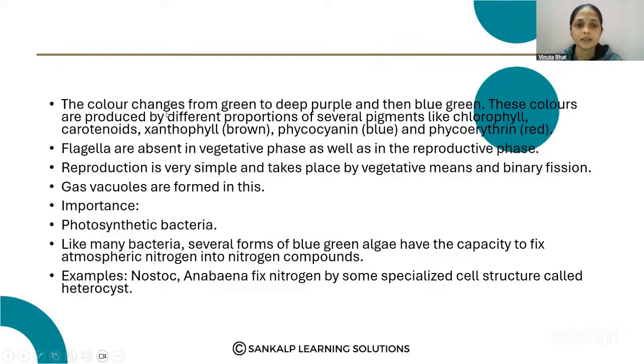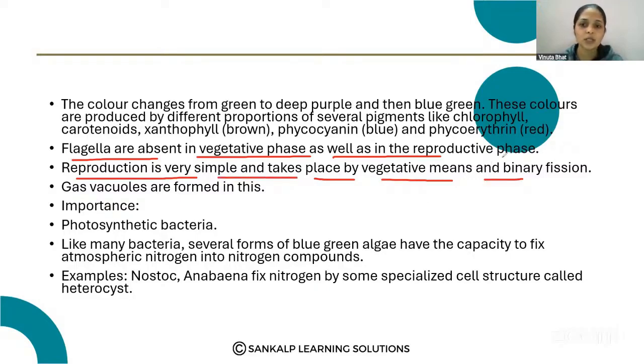Then the color changes from green to deep purple and blue green. These colors are produced by different proportions of several pigments like chlorophyll and xanthophyll. So different pigments are also present in cyanobacteria, and flagella are absent in the vegetative phase as well as the reproductive phase. The reproduction is very simple, taking place by vegetative means, by binary fission. This is the common method of reproduction in cyanobacteria.